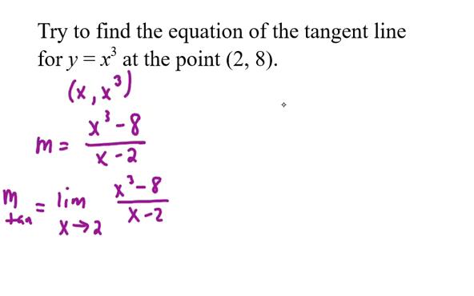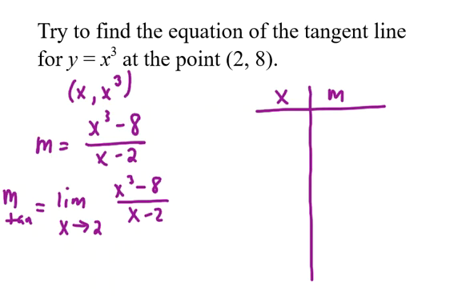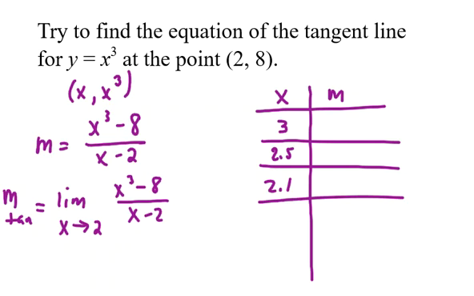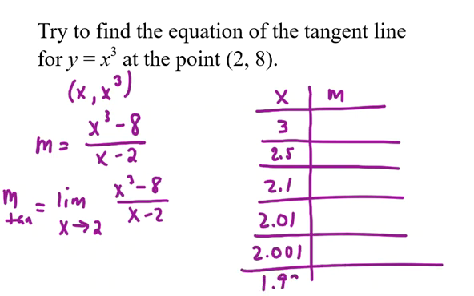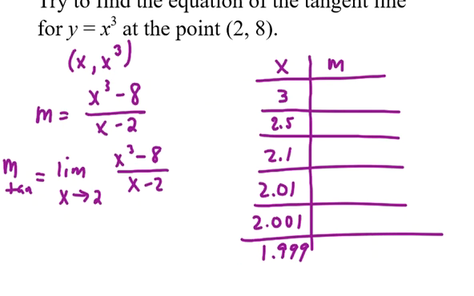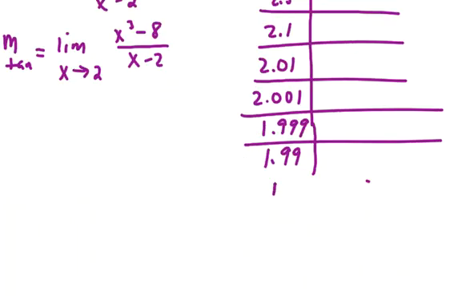Okay, so I'm going to find a bunch of secant line slopes, and that's going to help me approach it. So this is going to be my x, and then my slope will be here. And so if I'm approaching 2, I might do like 3, 2.5, 2.1, maybe like 2.01, 2.001. And we'll do it from the other side too: 1.999, 1.99, and maybe 1.9.